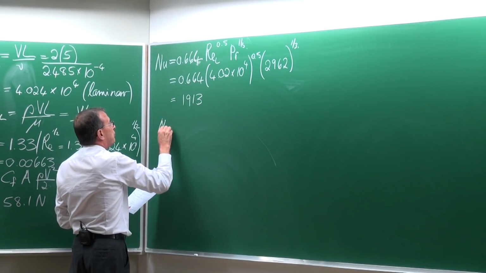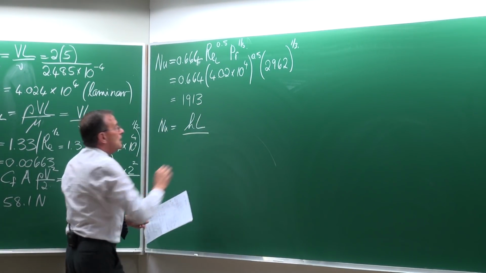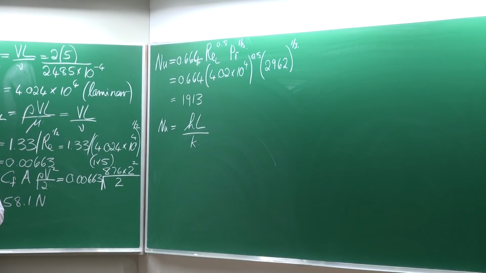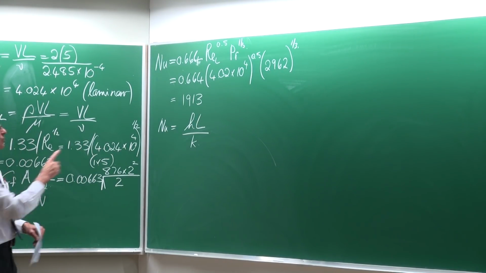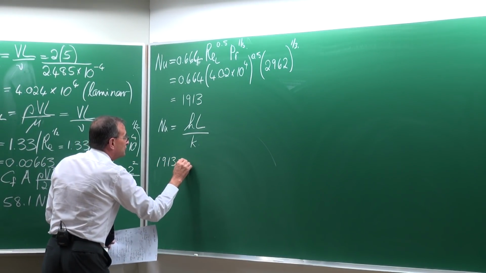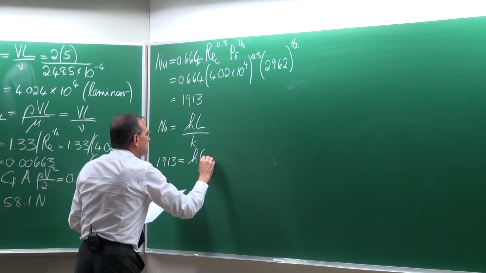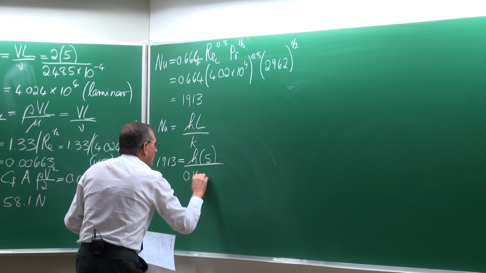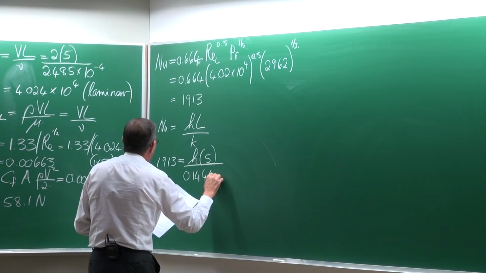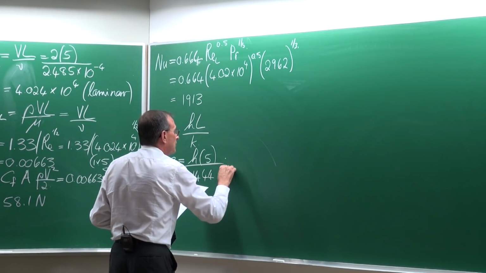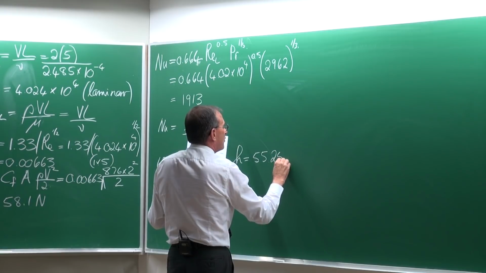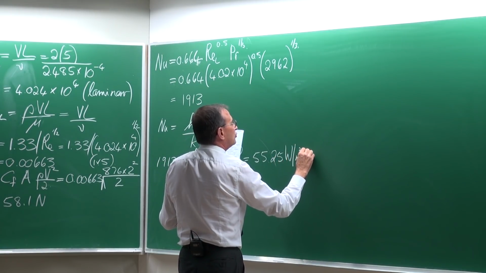The Nusselt number, by definition, is equal to the heat transfer coefficient multiplied by the characteristic length divided by the thermal conductivity K. The Nusselt number we have determined as 1913 is equal to the heat transfer coefficient multiplied by the length of the plate, which is 5 meters, divided by the thermal conductivity K, which is equal to 0.1444, from which we can solve that the heat transfer coefficient is equal to 55.25 watts per square meter, degrees Celsius.